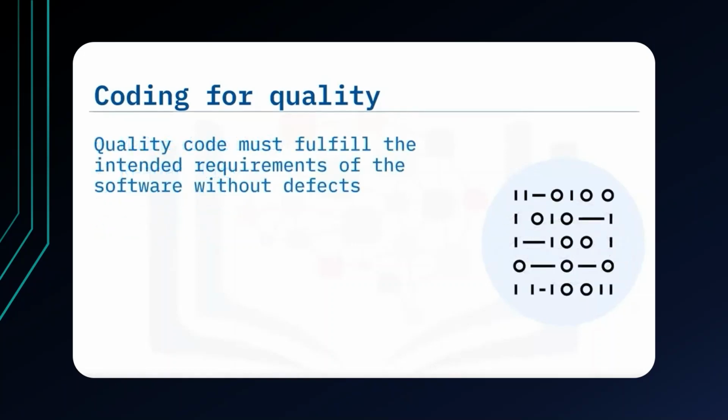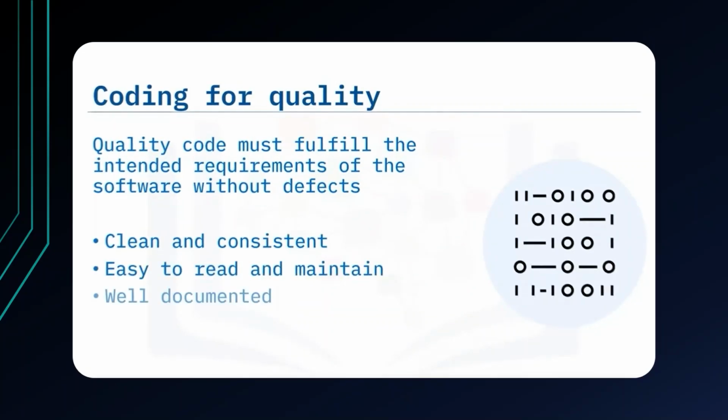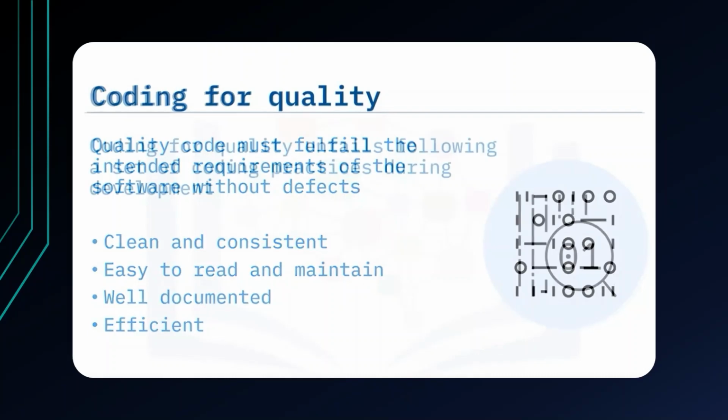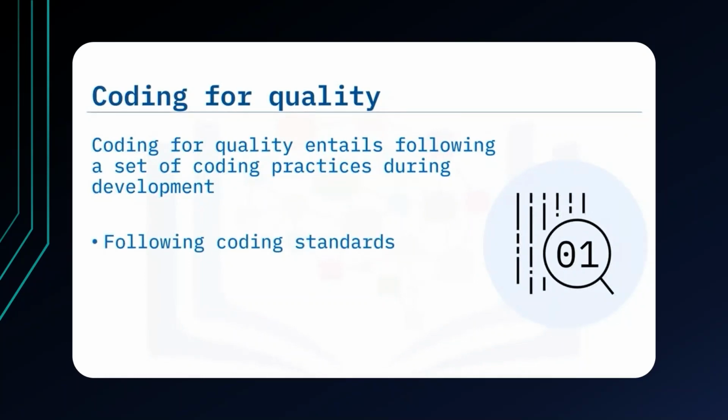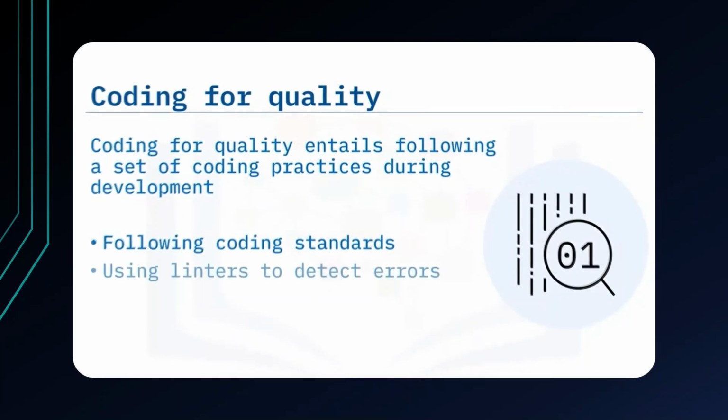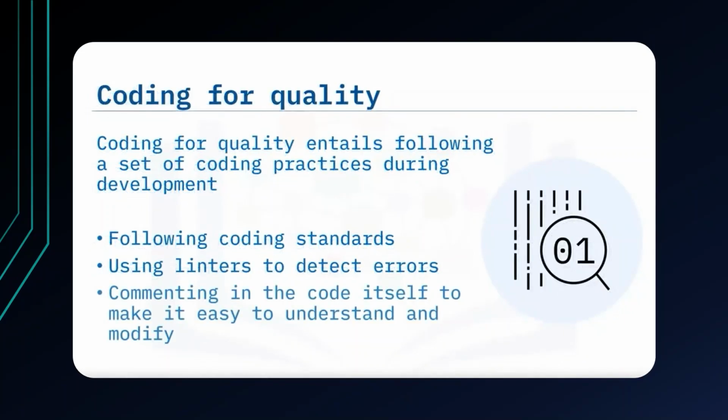Quality code must fulfill the intended requirement of the software without defect. Additionally, it should be clean and consistent, easy to read and maintain, well documented, and efficient. Coding for quality entails following a set of coding practices during development. These include following common code standards, conventions, patterns, and styles, using automated tools known as linters to detect programmatic and stylistic errors, and commenting in the code itself to make it easy for others to understand and modify.